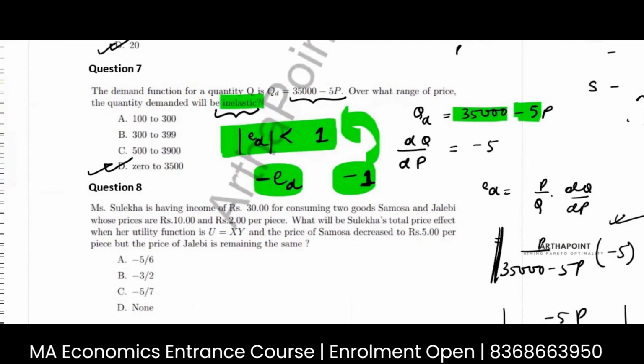So p can be less than 3,500. And the minimum value of price is, of course, 0. So anything between 0 to 3,500 is correct. So this is your correct answer.